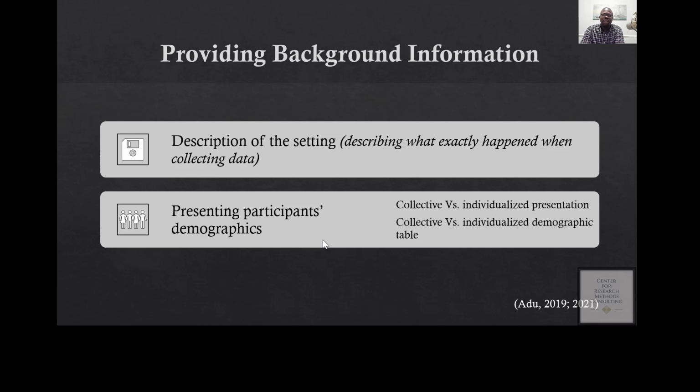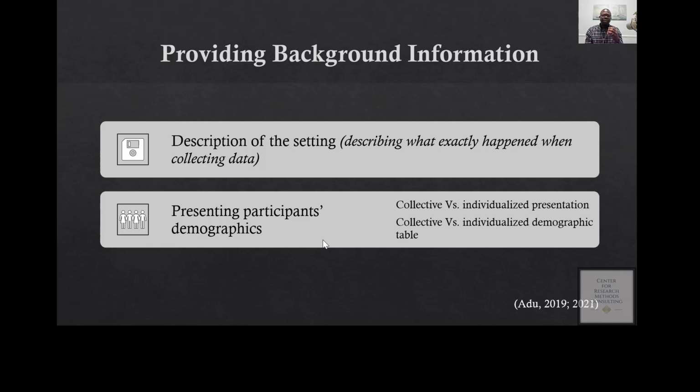The setting could be the situation that participants find themselves in, so that readers will get the feel of the situation or the environment participants find themselves in. If you think that providing that information will help your readers to better understand your findings, you can provide that information to your audience, right? The setting can also be information about how you collected your data, right?